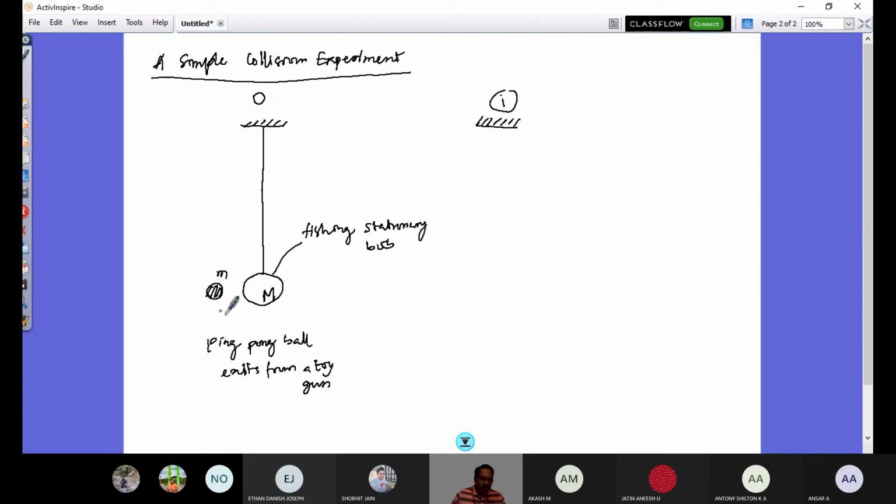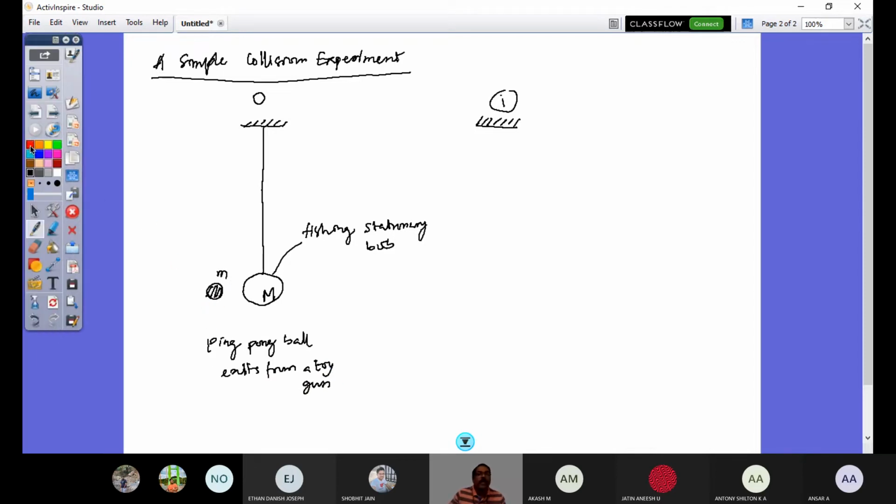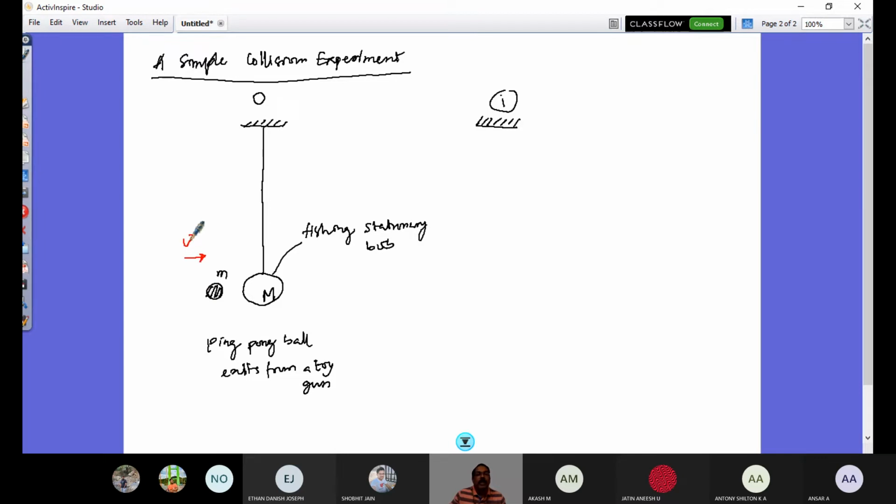Right? So this comes with what? With the velocity. So let me call that velocity as v, small v subscript m. Small m is the small ball mass. Capital M is the bob mass. And the mass, if you look at, capital M is greater than small m. Right? M is greater than small m.